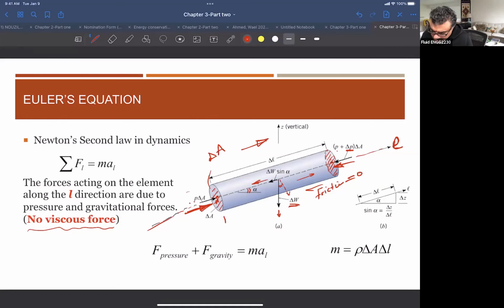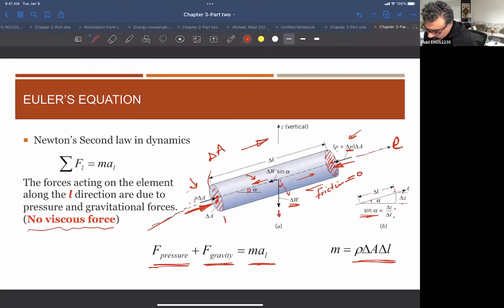Sine alpha is very simple, right? Because if you have Z and you have alpha and you have delta L, sine alpha is delta Z over delta L. Very straightforward. Now, when I look at the summation of forces here, I have pressure forces and I have gravity forces. And that's why the pressure forces and the gravity forces equal mass times acceleration, okay?